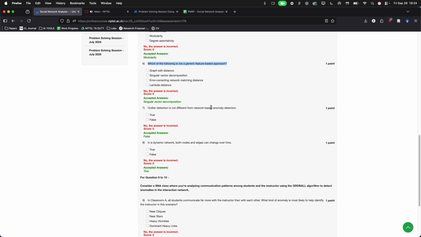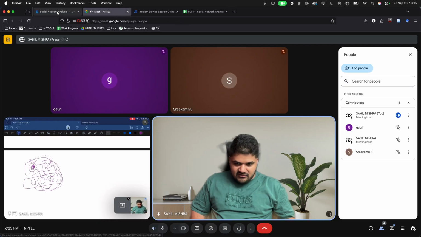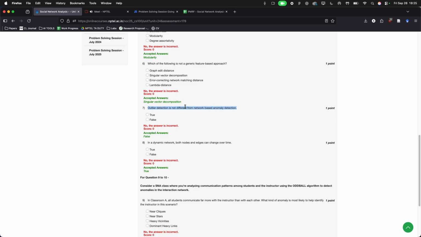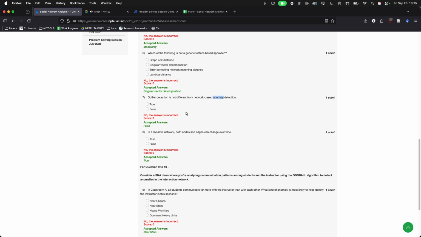Outlier detection is not different from network anomaly detection. False. Outlier detection and anomaly detection are different. An anomaly in a network is something which can cause aberrations in the network. It causes a network to misbehave, while an outlier is something which can exist in a network. Its existence does not make the network fragile, while an anomaly can cause some issues. Outliers exist anywhere; an anomaly should not exist in a network. In a dynamic network, both nodes and edges can change over time. True.